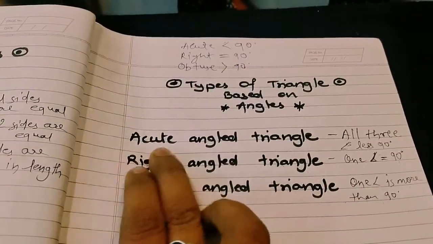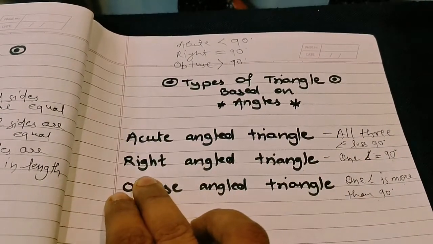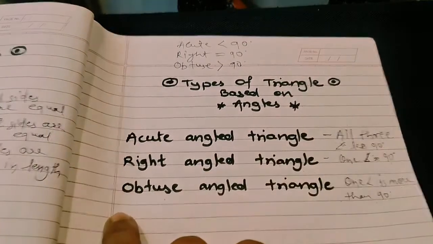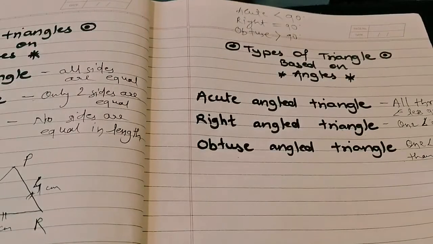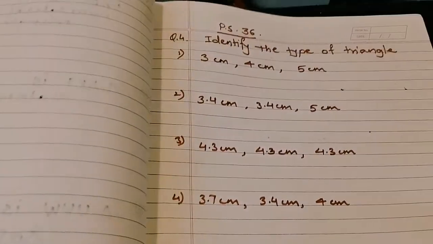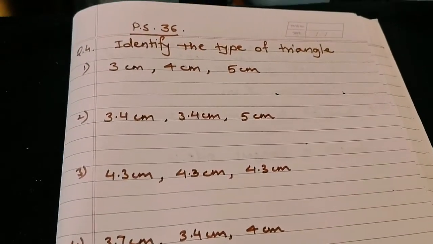And based on angle, if all three angles are acute, then it is an acute angle triangle. If one angle is a right angle, then it is a right angle triangle, and if one angle is an obtuse angle, then we say it is an obtuse angle triangle. Okay, so once we have just revised it, we will try to identify the type of triangle which is given in question number 4.